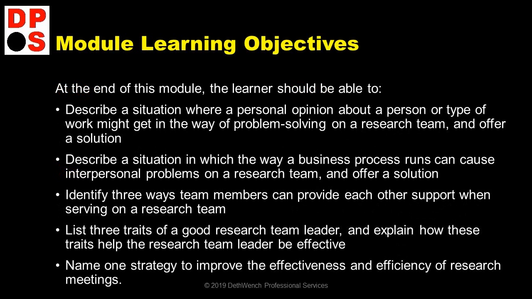This brings us to the learning objectives for the entire module. At the end of this module, the learner should be able to describe a situation where a personal opinion about a person or type of work might get in the way of problem solving on a research team and offer a solution. Describe a situation in which the way a business process runs can cause interpersonal problems on a research team and offer a solution. Identify 3 ways team members can provide each other support when serving on a research team. List 3 traits of a good research team leader and explain how these traits help the research team leader be effective. And name 1 strategy to improve the effectiveness and efficiency of research meetings.